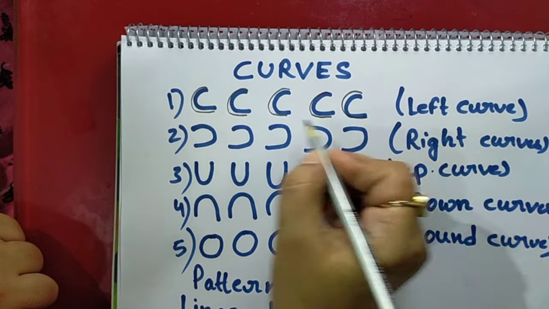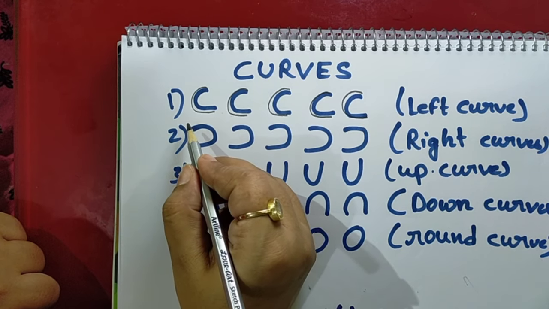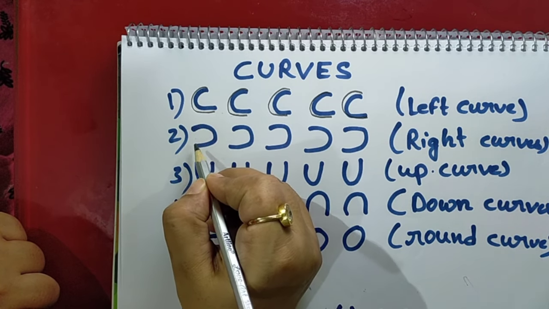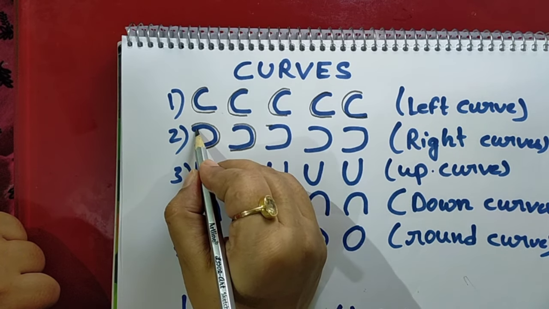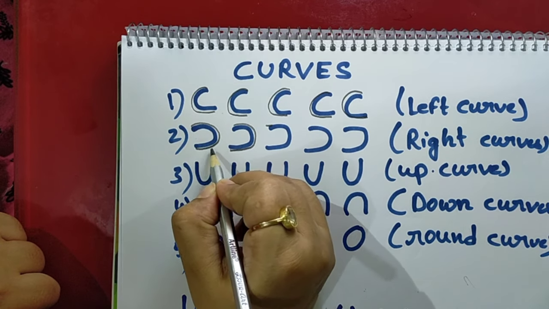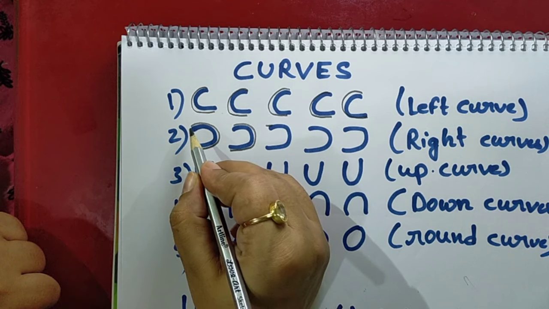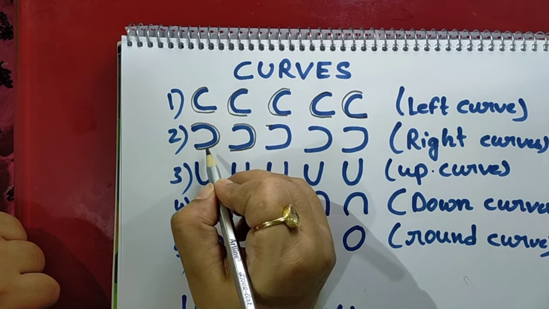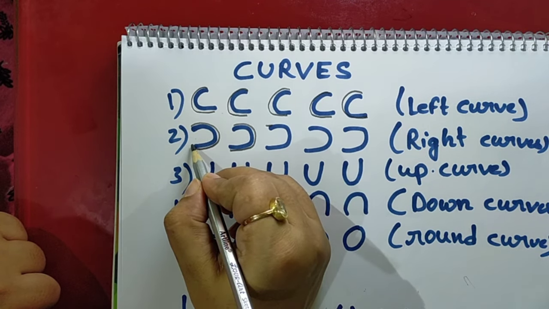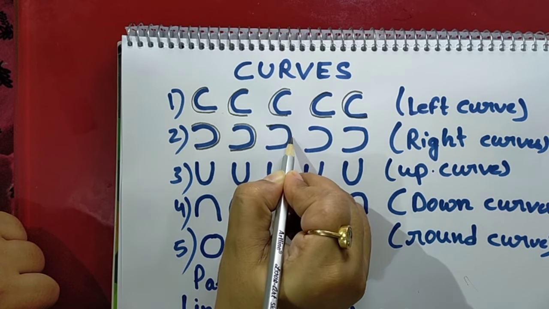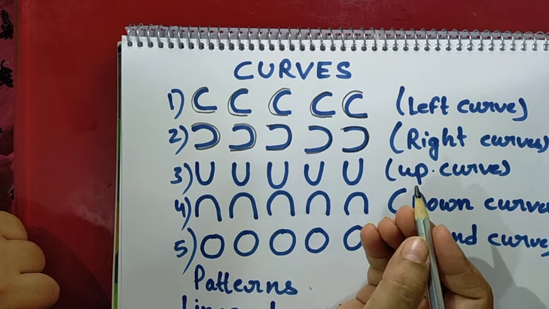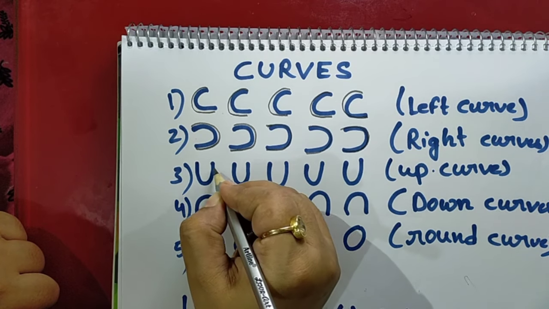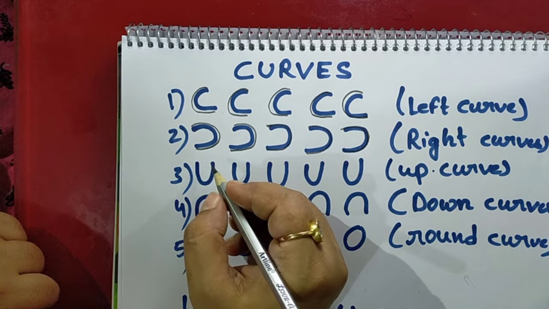Okay. And right curve starts from the top, slightly round towards the right and stops. Like this. So you have to explain to your kids nicely so that they can trace the line or curves properly.